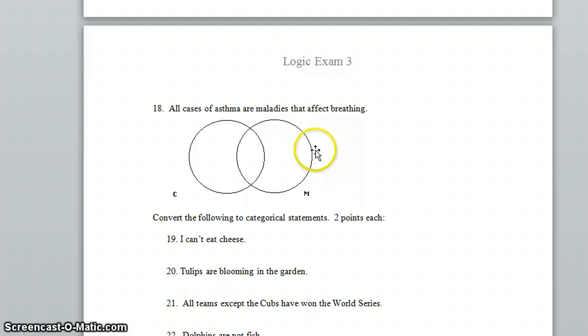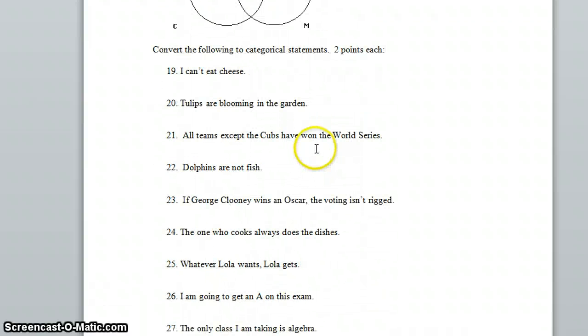I go over these. Now, for the ones that you convert to categorical statements, remember the categorical statements have one of the four forms. All are, no are, some are, some are not. Also, remember both the subject and predicate need to be terms. A term is something that can be used as the subject of a sentence.